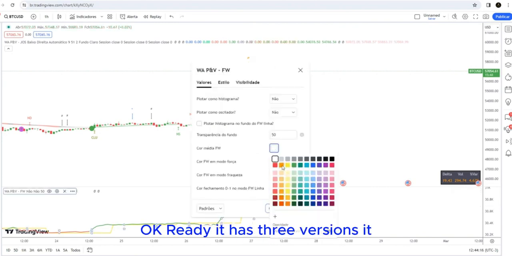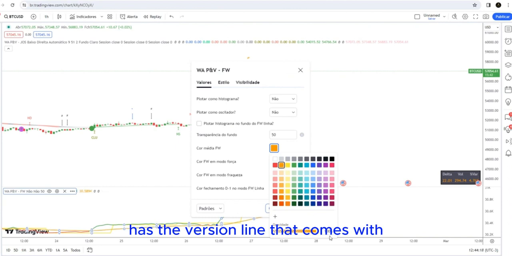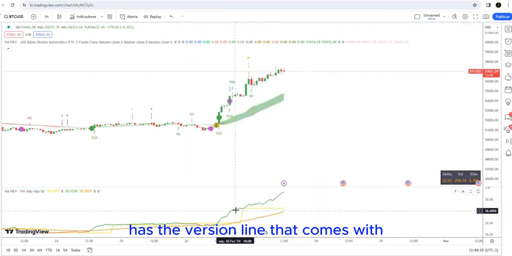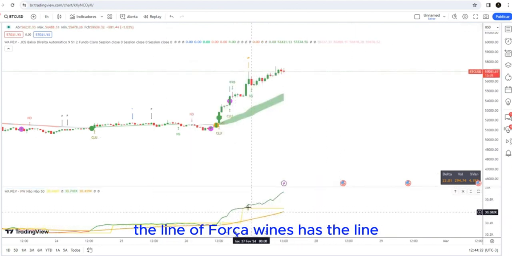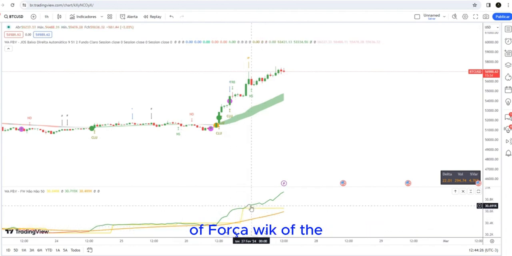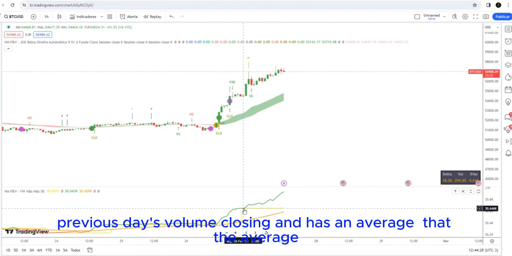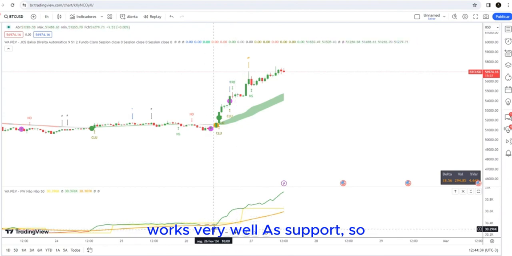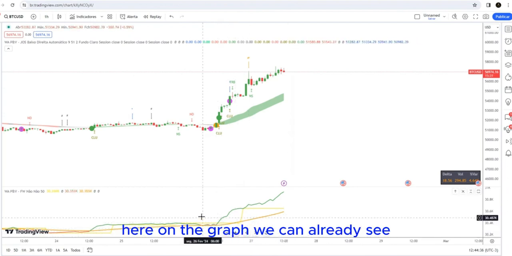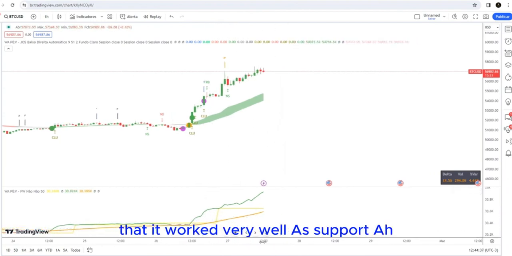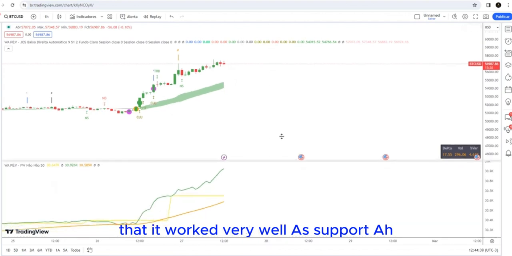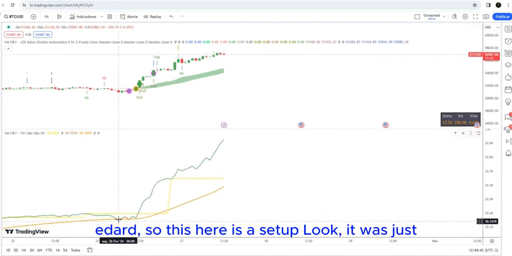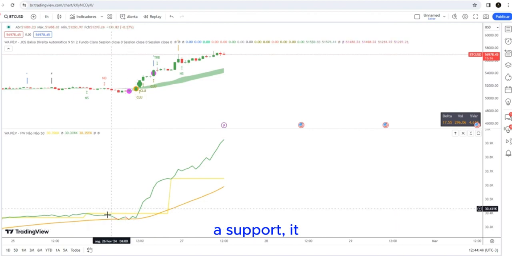It has the line version that comes with the line of force wins, the line of force wick of the previous day's volume closing, and it has an average that we track of the force win, which works very well as support. So here on the graph we can already see that it worked very well as support. So this here is a setup, look. It was just a support.